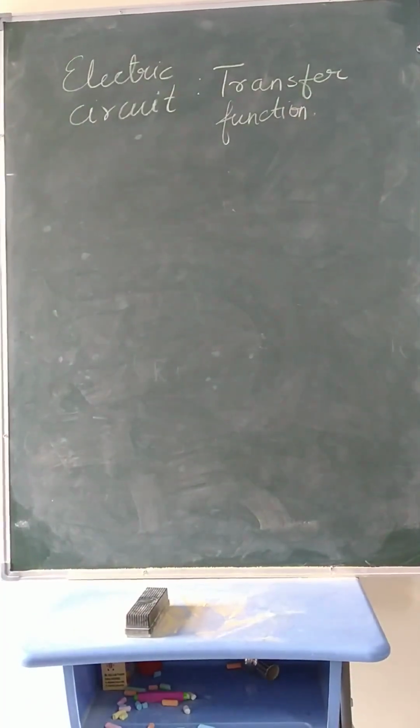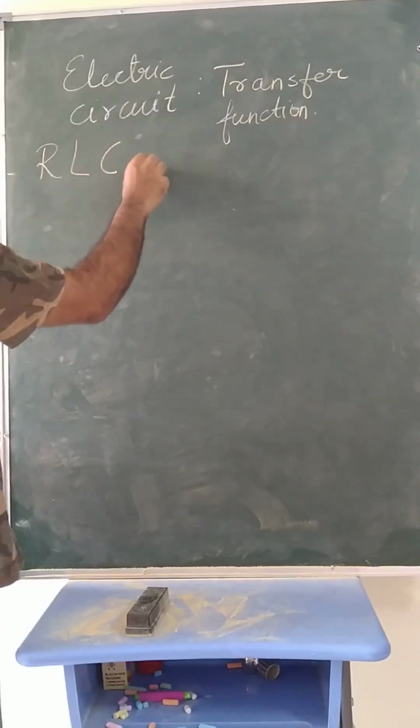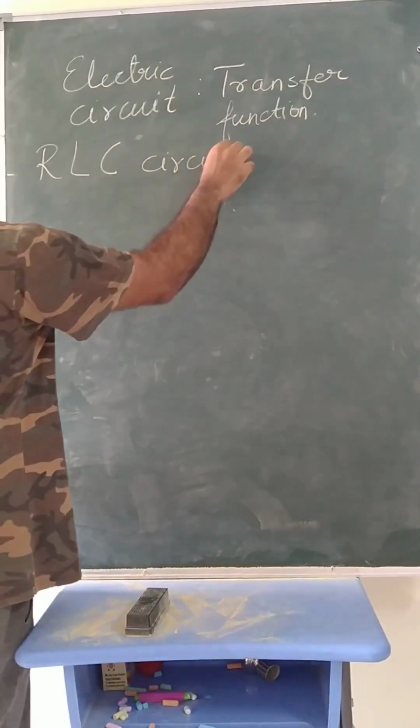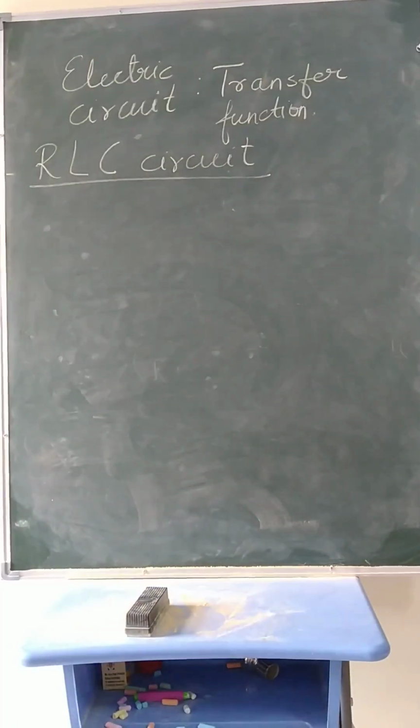So while deriving the transfer function, the first thing that is important is to specify what is the output of the system and what is the input of the system. Let me first show you the well-known RLC circuit, which you must have done in your introduction to electrical engineering course, if at all.